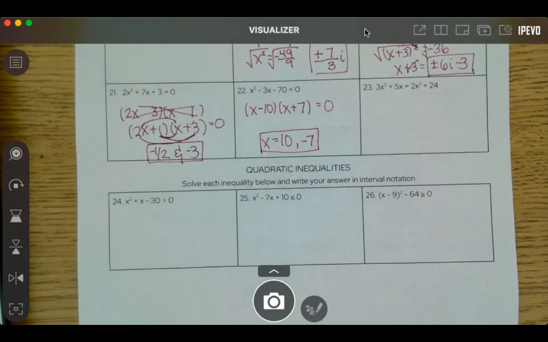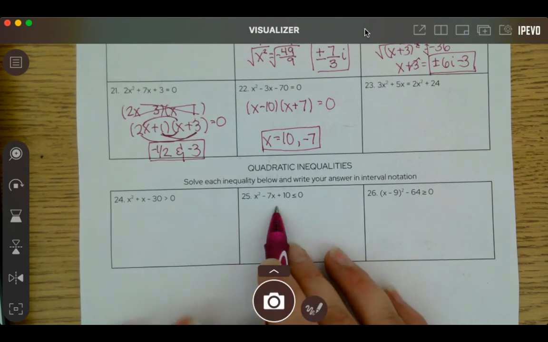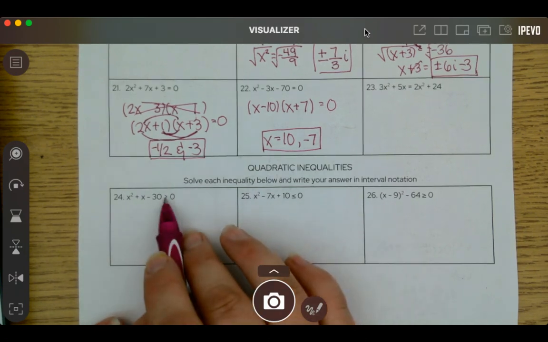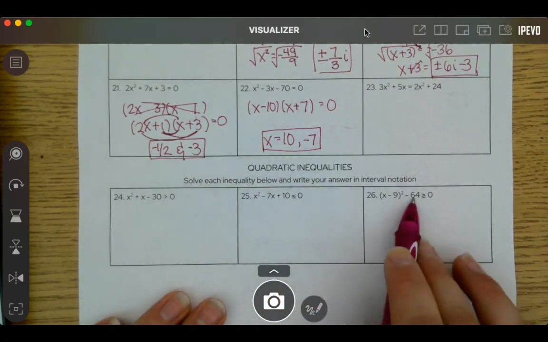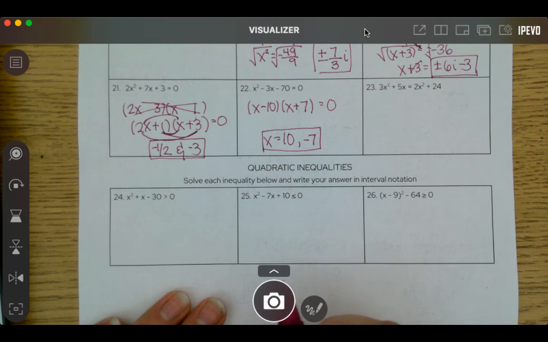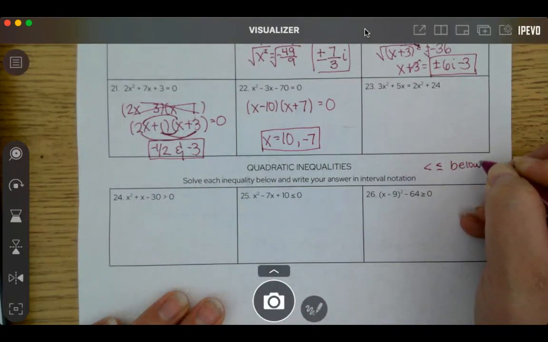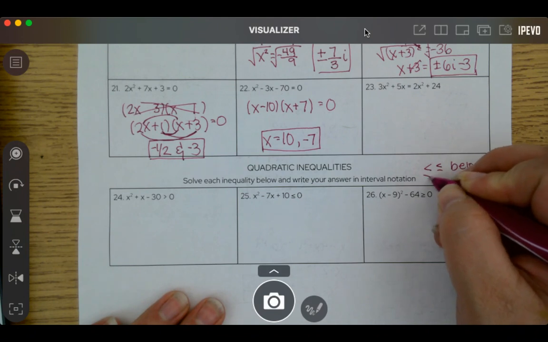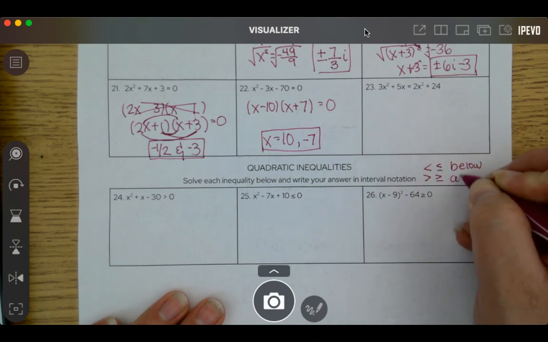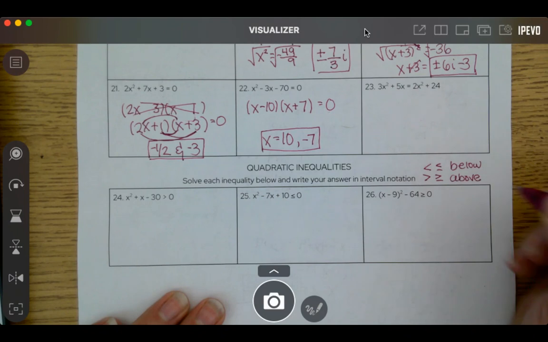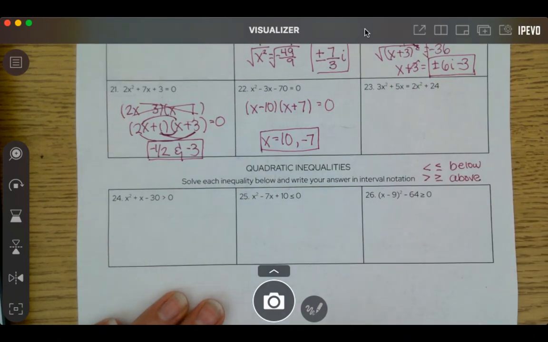Okay, quadratic inequalities. I'm going to go with the middle one on this one. Notice how some of them are greater than, some of them are less than. This one's greater than or equal to. Less than means below or less than. Greater than means above or greater than. So they kind of match.